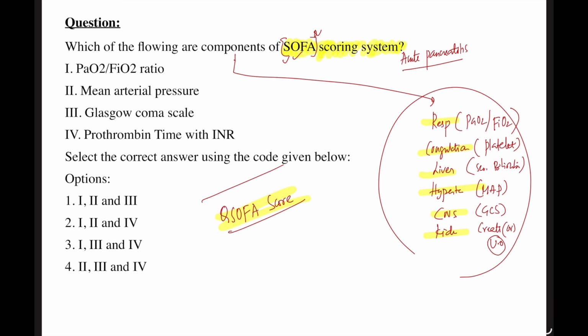When you look at the options, this is correct, this is correct, this is correct, this is not correct, because we check platelet count, not PT with INR. So the correct answer is 1, 2, 3. Okay, this part is done.